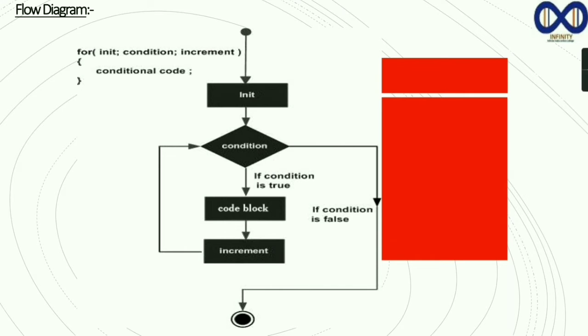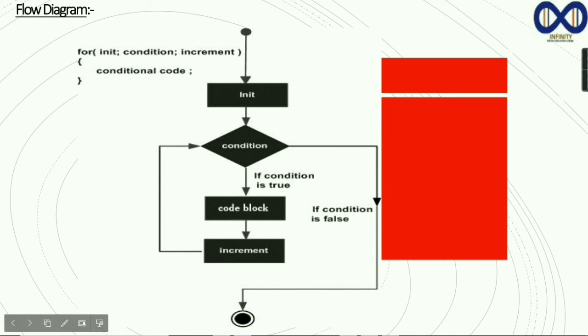And this is the flow diagram of the for loop. The for loop has init, condition, and increment. Why are we using increment? For increasing the value. Then there is the condition code, where you can write the condition code, and then the closing of the braces of the program.